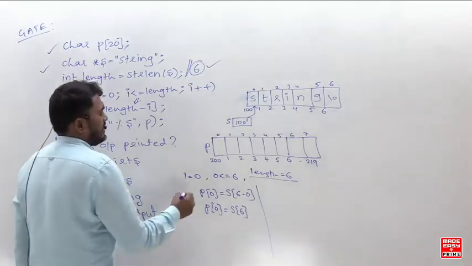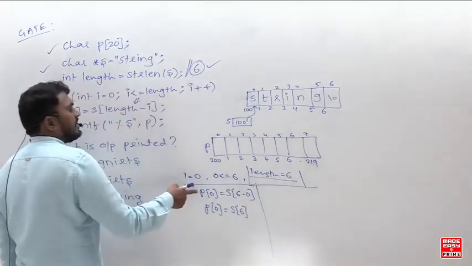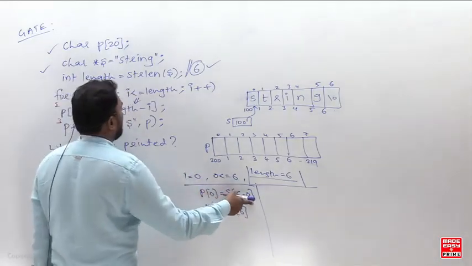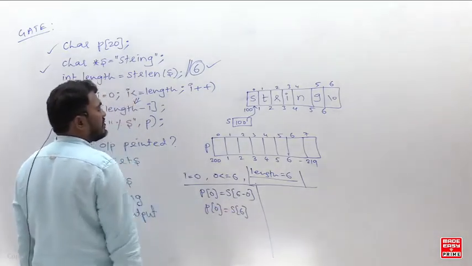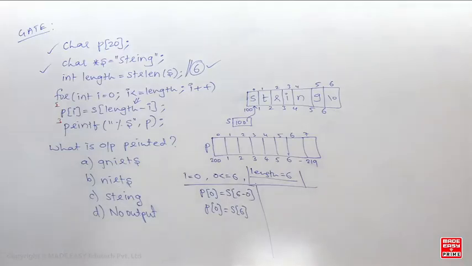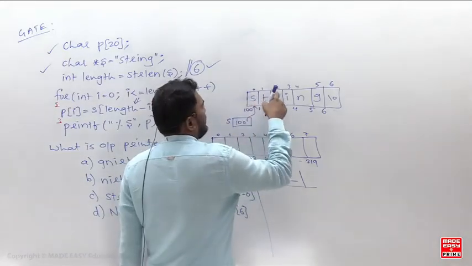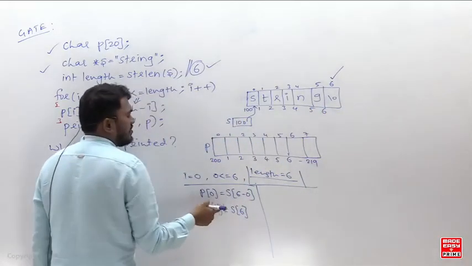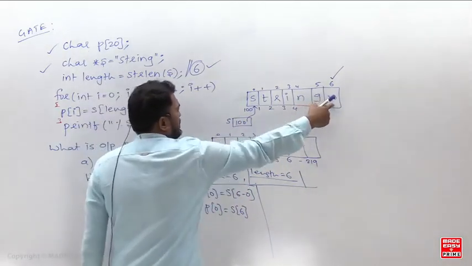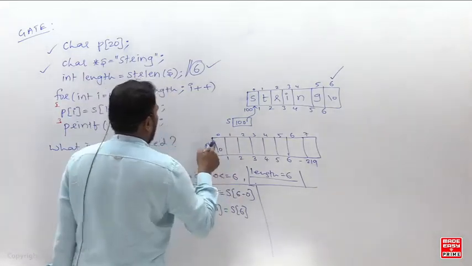That is in the first iteration. Listen here. P of 0, I value is 0, equal to S of length minus I. Length value 6, 6 minus I value 0. So whatever is in S of 6, that character you are copying into P of 0. Now tell me S of 6. S is 100, S of 0, 1, 2, 3, 4, 5, 6. S of 6, what is the character you are having? Null character. That is copied into P of 0.